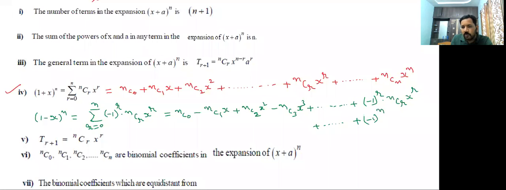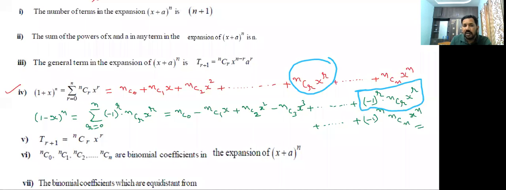Write that (minus 1) whole power n into nCn into x power n. This is the (1 minus x) whole power n expansion. In the (1 plus x) whole power n expansion, nCr into x power r is called the general term. But in the (1 minus x) whole power n expansion, (minus 1) whole power r into nCr into x power r is called the general term.